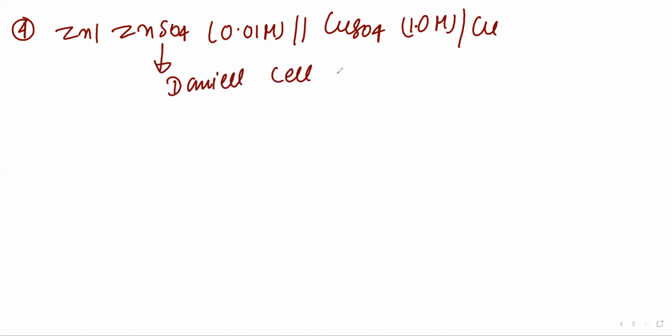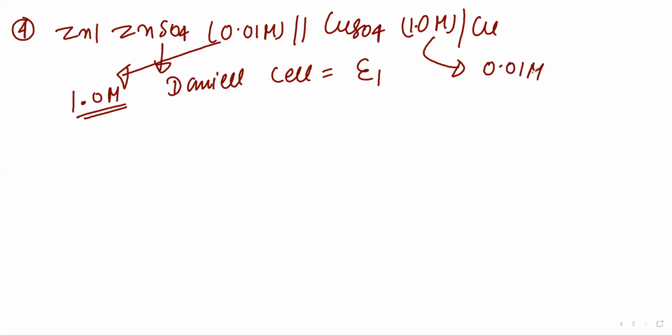Daniell cell whose EMF is given, that is E1. When the concentration of zinc sulfate is changed to 1.0 molarity, and that of copper sulfate changed to 0.01 molarity, the EMF changed to E2. So EMF is changed to E2 after changing the concentration. Which one is the relation between E1 and E2? So you have to find the relation between these two EMF of Daniell cell. Asked in 2014, 17 and 3.